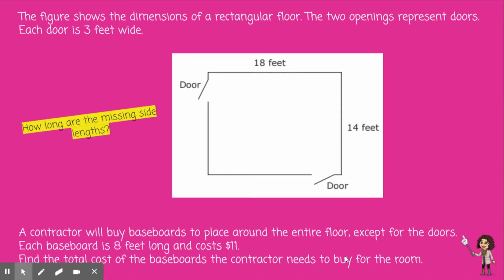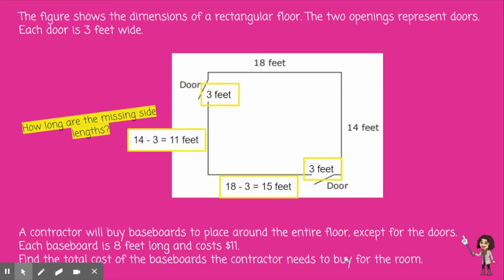Let's do it. So how long are the missing side lengths? Well, something that can help me figure this out is that I know in a rectangle, opposite sides are the same length. So I know across from the 18 would also be 18 feet. And across from the 14 would also be 14 feet. However, we do have an additional piece of information, and that is that there are doors on each of those sides that are 3 feet. So I'm going to take the 18 feet I normally would know across from the opposite side length, and then I'm going to take away those 3 feet for the door, and what I have left is 15 feet.